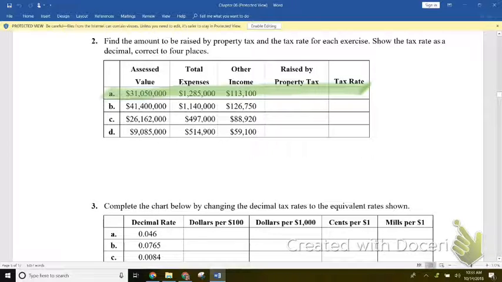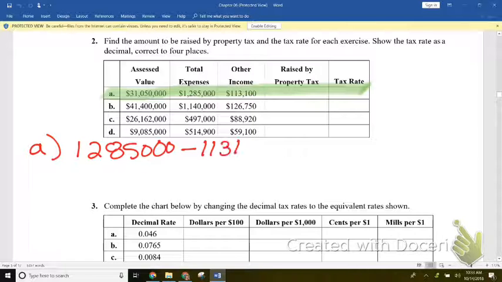And the expenses at the school are a total of $1,285,000. The school does have some other income, and that income is totaling $113,100. Everything else needs to be raised by property taxes. So first we need to figure out how much money they need coming from property taxes. So first we're going to subtract their other income from their expenses, and that leaves $1,171,900 that they still need to raise using property taxes.